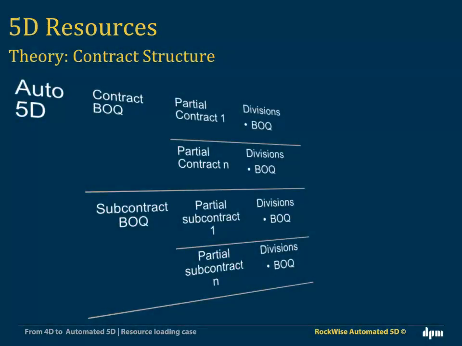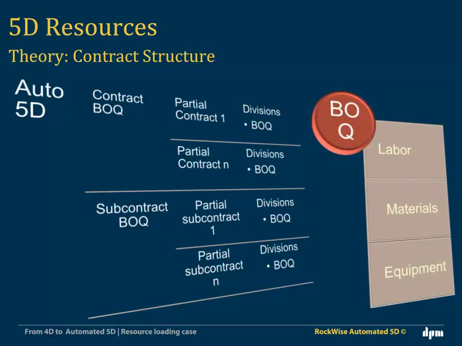Before we move to the 5D resource loading, we should emphasize that the system is a multi-company, multi-contract and estimate system. In addition, each contract or estimate can be divided into partial contracts. In each partial contract, international standard divisions and their BOQs are generated automatically. The contracts could be allocated to clients, consultants, contractors, or subcontractors, or they could be pure installation and procurement contracts.